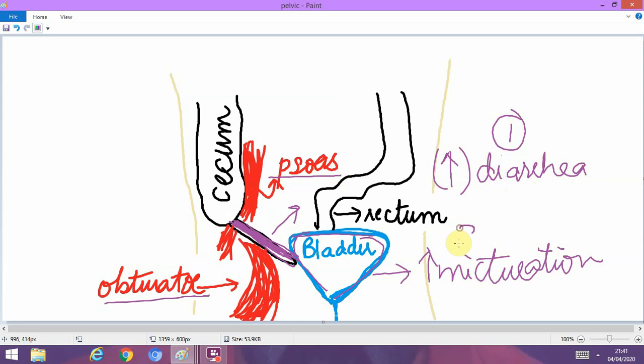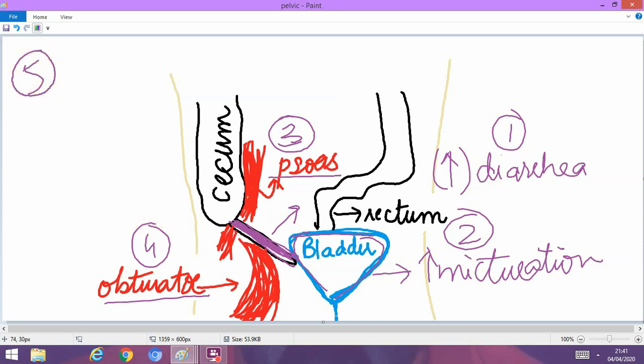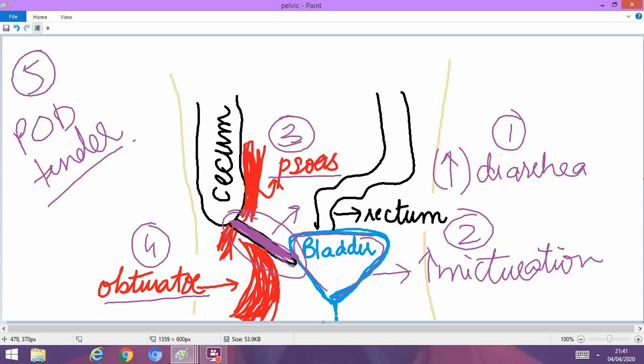So this is the first sign, this is the second, the third sign is the psoas sign, and the fourth sign is the obturator sign. The fifth sign will be exhibited when you do a per-rectal examination, where you will find tenderness when you touch the retrovesical pouch, or the pouch that we call the pouch of Douglas. So the pouch of Douglas is tender. And this was the condition that we were discussing in case of a pelvic position of the appendix.